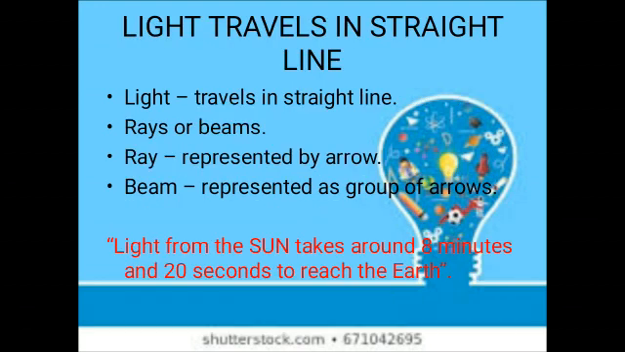Okay, so light travels in a straight line, right? You might also have done an experiment on how light travels in a straight line. Light can be represented as either a ray or a beam. A ray is a single line and a beam is a group of lines. The ray is represented with an arrow, which denotes the direction in which the light travels.